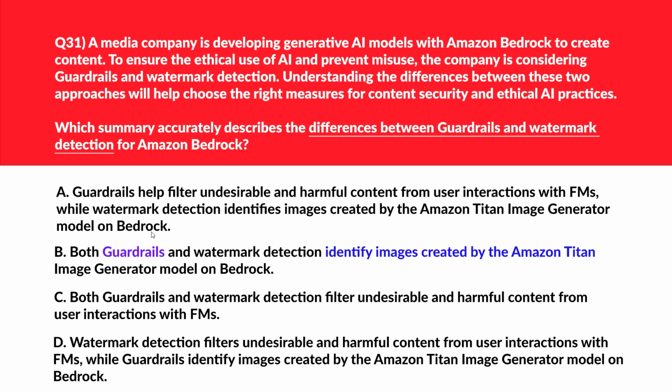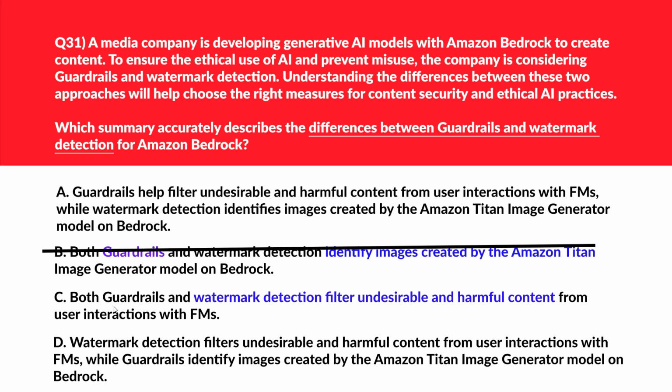So let's move on to the other options. We'll park this. Option B, if we look, says both guardrails and watermark detection identify images created by Amazon Titan. So this word both is incorrect, because guardrails focus on filtering content, not on image identification as mentioned here. So we'll reject this option on this basis.